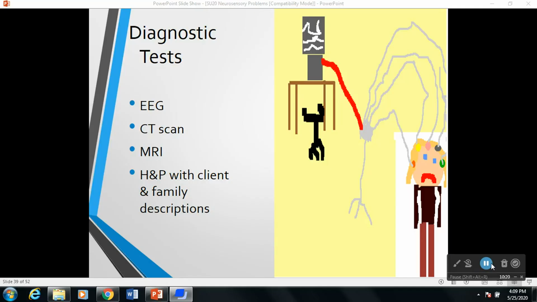Some diagnostic tests: the most common is going to be an EEG, which is an electroencephalogram. With this, you have to teach your patient that it's painless. They usually don't allow any kind of caffeine or stimulants prior to this. They will even hold the seizure medications.